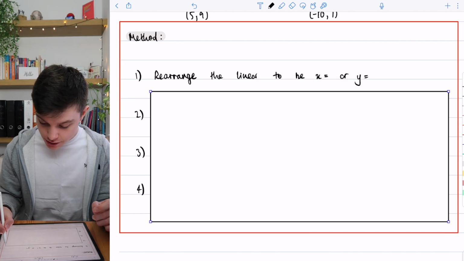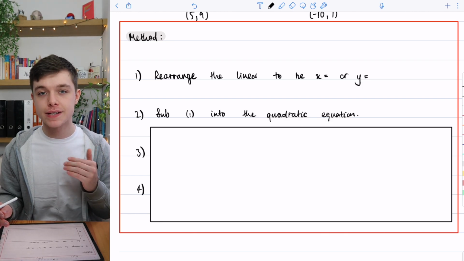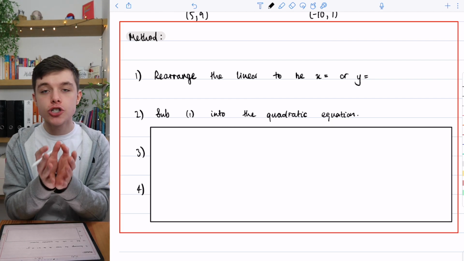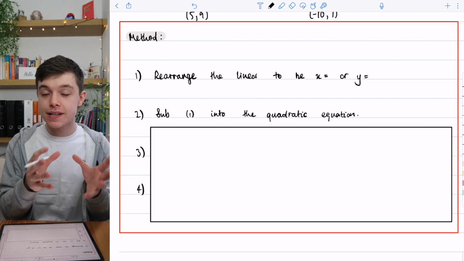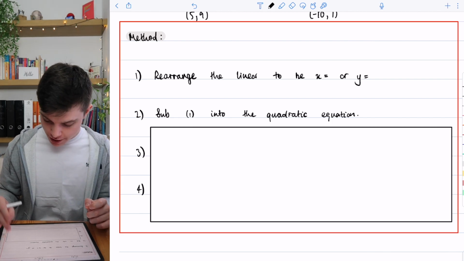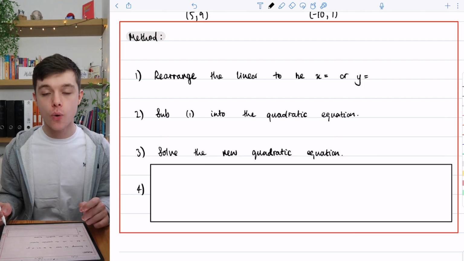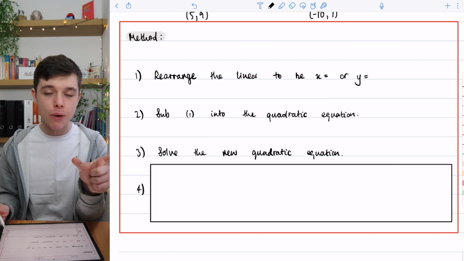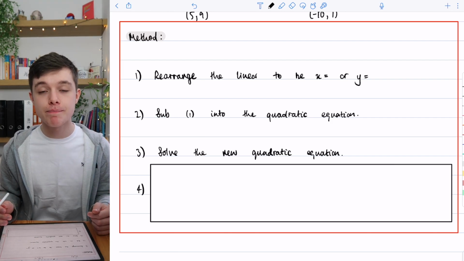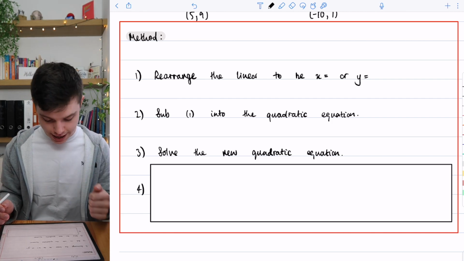Once you've done that, you then want to substitute part 1 into the quadratic equation. So if you get x equals something, substitute the rearranged equation from part 1 wherever you see an x. Then once you've done that, you want to solve that new quadratic equation, because you're going to have a quadratic to start with. Then when you substitute part 1 into there, in part 3 you need to solve that quadratic equation. We'll look at examples in a minute.